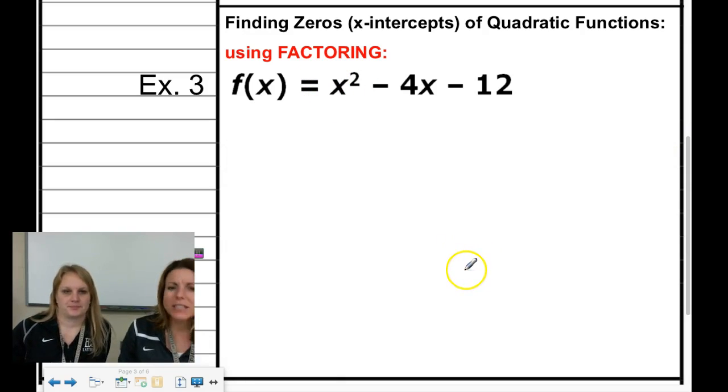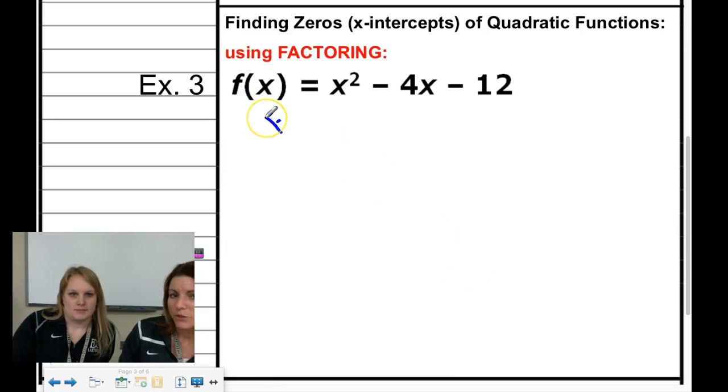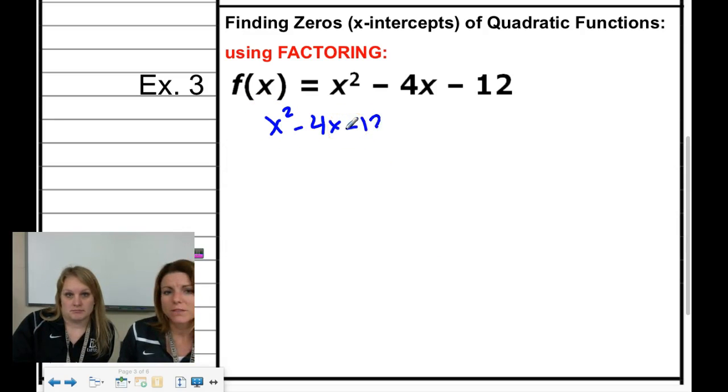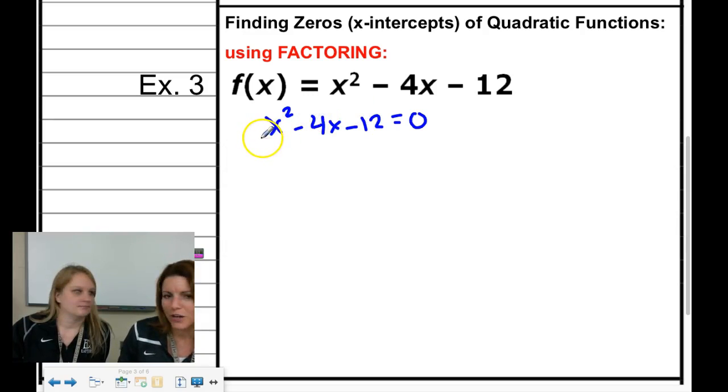Step number 1, you're going to set x squared minus 4x minus 12 equal to 0. So you're basically saying that f of x is equal to 0. Now you're going to ask, is there a greatest common factor? What that means is you're going to look at your coefficients: the 1, then negative 4, then negative 12. Is there a number that will divide evenly into all of them? Only 1. So there isn't a greatest common factor.